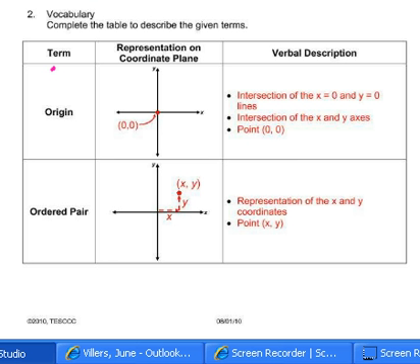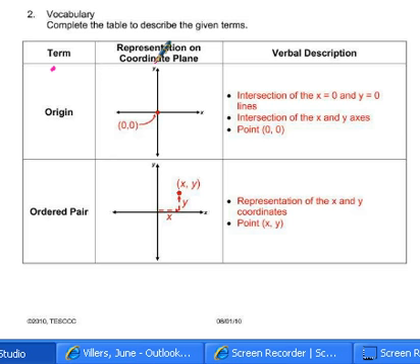All right, so here we're going to get into the vocabulary. Origin, just make sure you know where that is, 0, 0, and then the intersection, the origin is the intersection of x equals 0 and y equals 0. X equals 0 would be the vertical line that actually is the same as the y-axis. And y equals 0 is the horizontal line where it's actually the same as the x-axis. So its ordered pair is 0, 0.